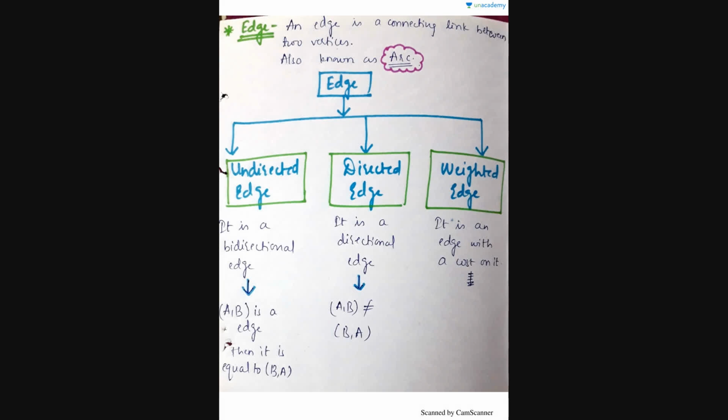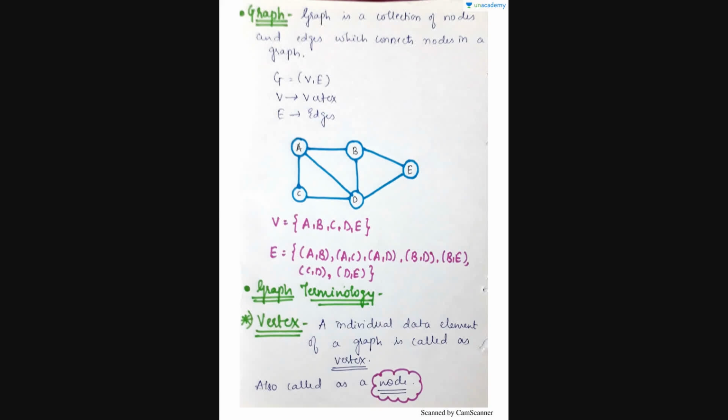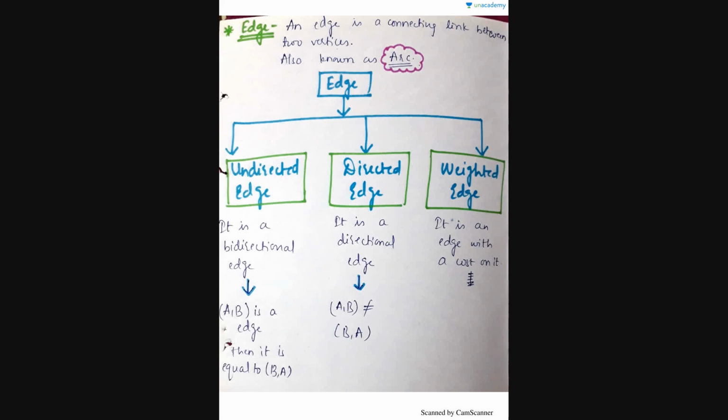Next, what is an edge? An edge is a connecting link between two vertices. Now in this figure, A and B, this connecting link is said to be an edge. There are three types of edges, and an edge is also known as an arc. So what are these three types? Undirected edge, directed edge and weighted edge. An undirected edge is a bidirectional edge, that is, it has no direction.